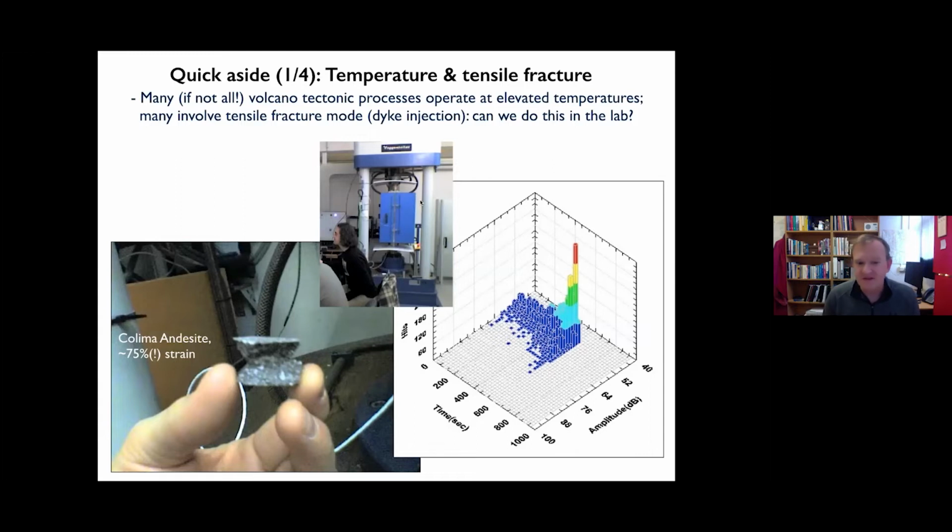So the question comes immediately, can we do this in the lab? And the short answer is with great difficulty. Temperatures add a lot of complexity.